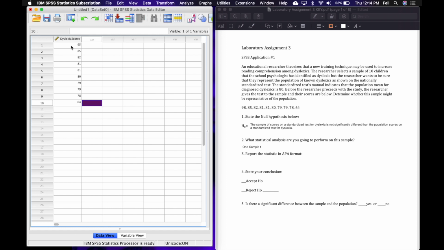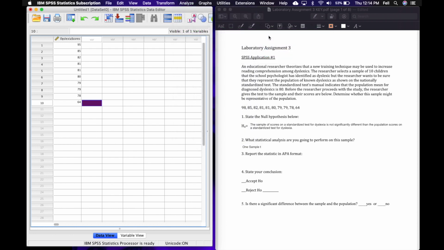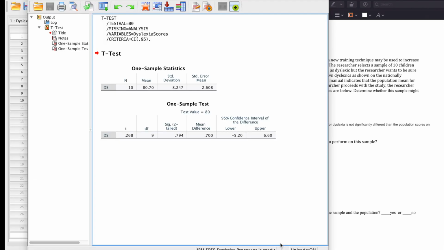Okay, and then once I have those values entered in, I am going to go to Analyze, Compare Means, One Sample T-Test. Click on that. So Analyze, Compare Means, One Sample T-Test. And then I'm going to take the variable I just made and pull it over to the test variable box. And then I am going to put the population mu in the test value box. So it said that the population mean was 80. So I'm going to put that there. Okay, and then I'm going to click OK. So then your output is going to pop up and it should look like this.